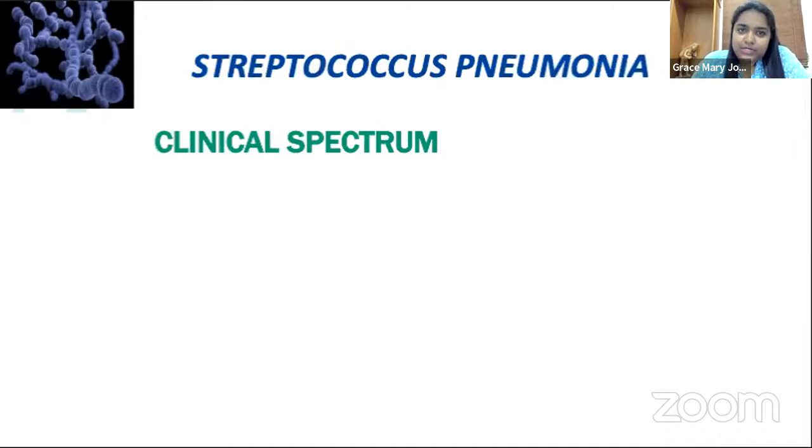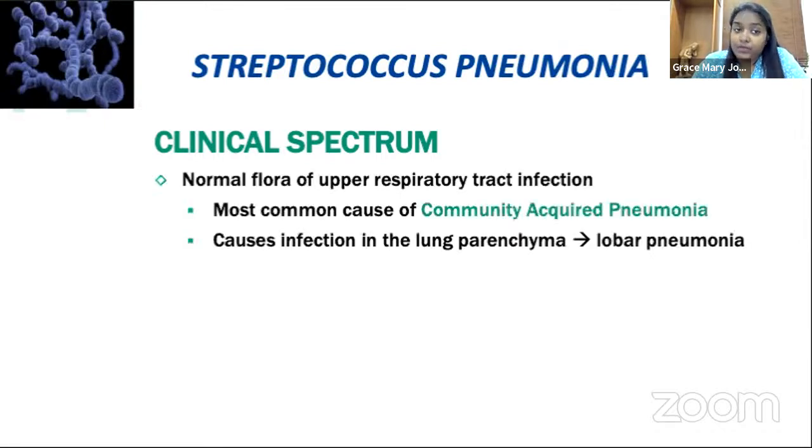So coming to the clinical spectrum, for Streptococcus pneumoniae, you just need to think of 4 infections. It mainly causes 4 infections that are very clinically relevant and prevalent. The first one, like you would suggest, would be community acquired pneumonia, because it is the commensal of your respiratory tract. It can go and invade your lung and cause infection in the lung parenchyma.